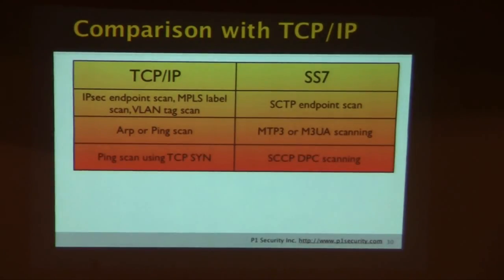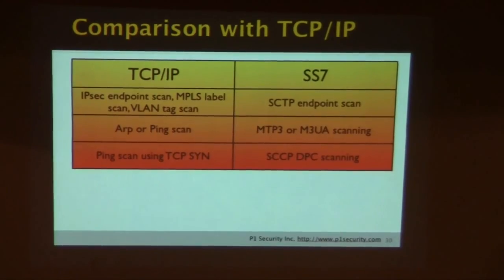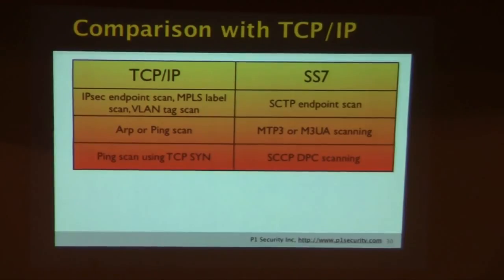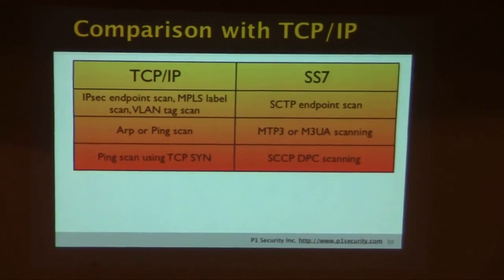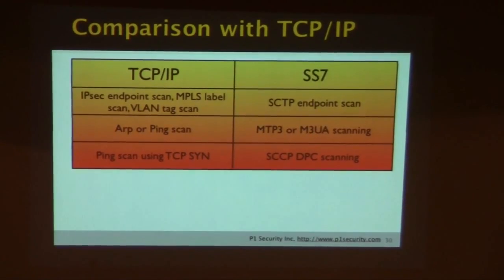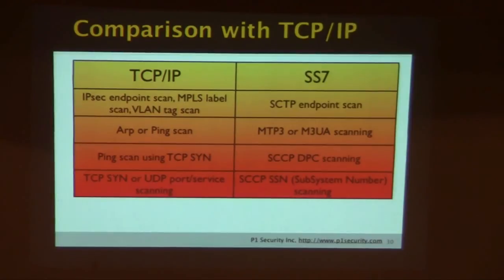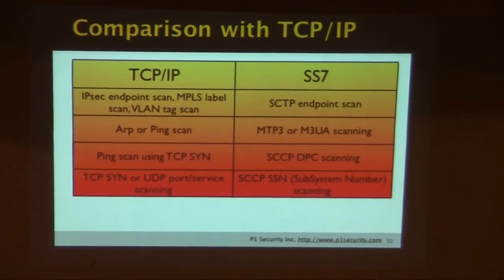Then you want to actually know what kind of subsystem, what kind of service exists. So you're going to use a higher layer to do the equivalent of a ping scan. And there, what you have is SCCP DPC scan. So quite directly after that, you want to target each of these subsystem numbers for each of these machines, and you're going to use the SSN scanning within the same protocol.